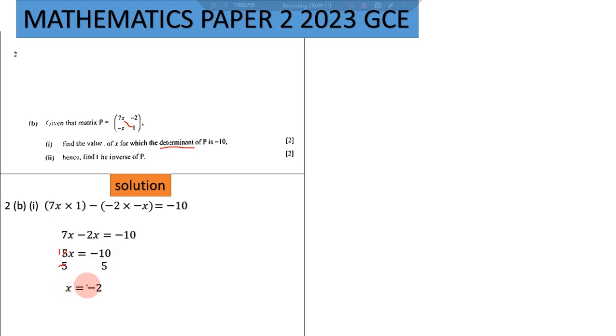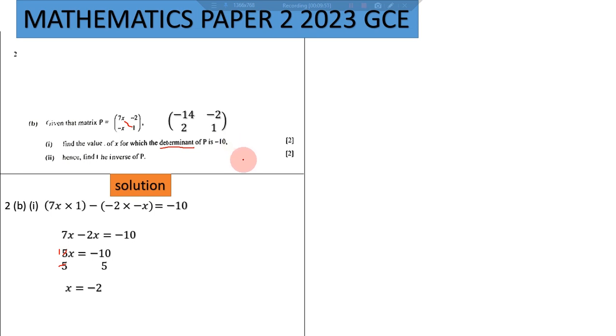Now having found the value for x, we are going to rewrite our new matrix, substituting where there is x. If we put a negative 2 where there is x here, we have 7 times negative 2, where we'll get negative 14. Then here, the negative and the negative will give us a positive value, so here we'll have a positive 2. So our new matrix now will be negative 14, negative 2, 2, and 1. The next question says, hence find the inverse of P.